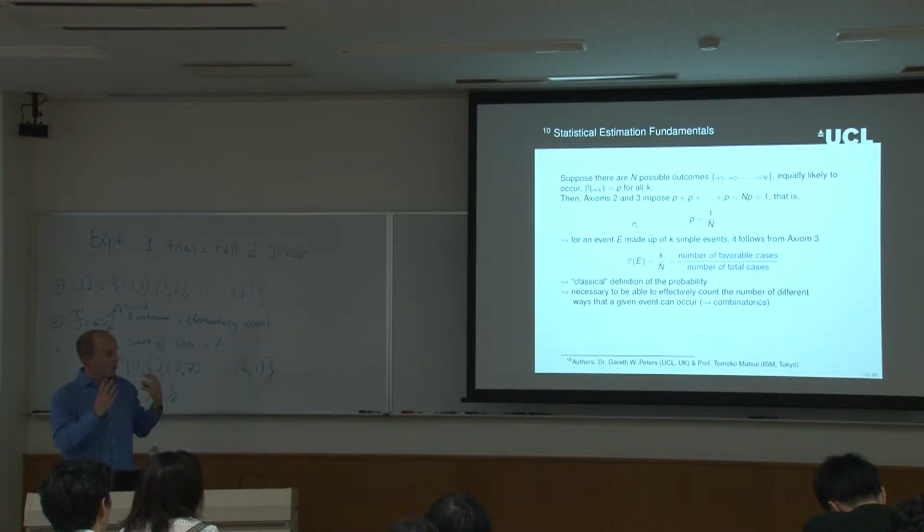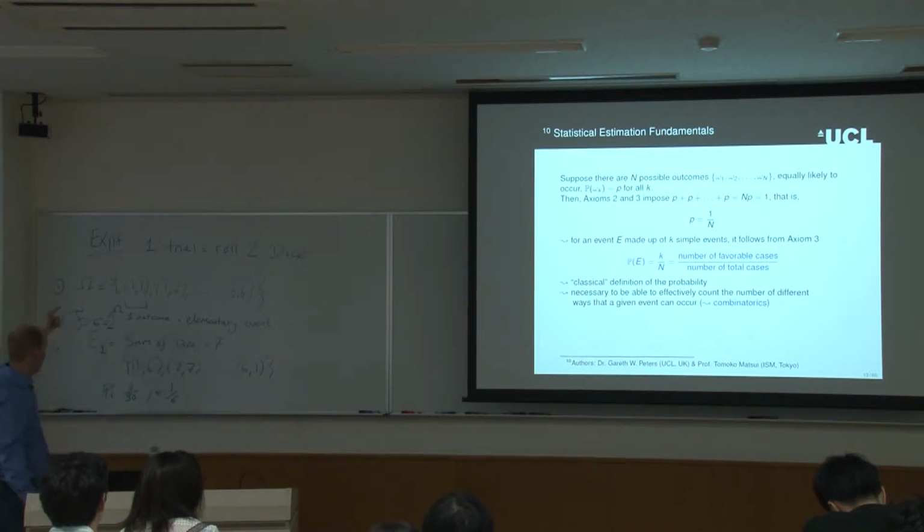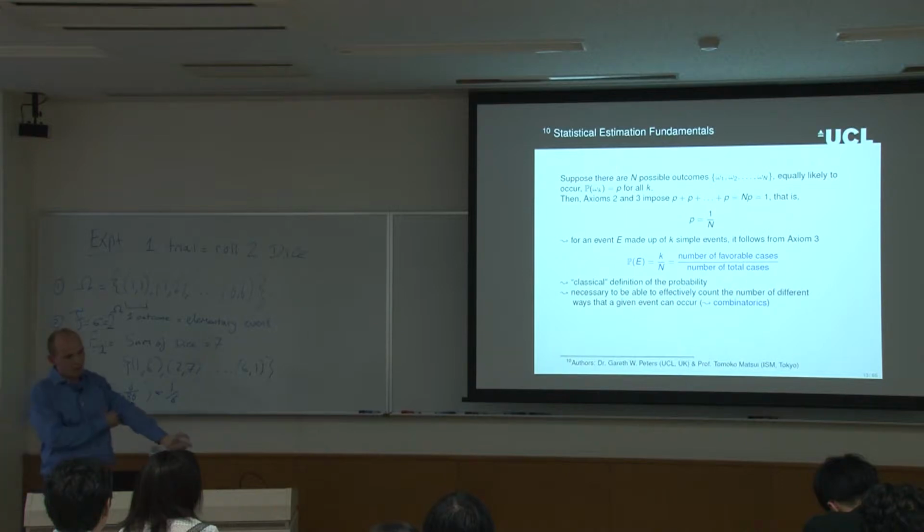So for any event made up of k simple events, such as we showed in this example here, event 1 is made up of 6 possible simple events. Then you can see that we have k equal to 6 and n equal to 36. So this is the classical definition of probability.